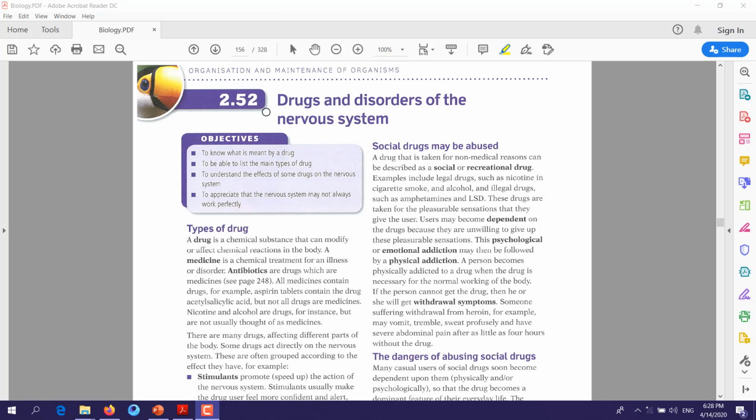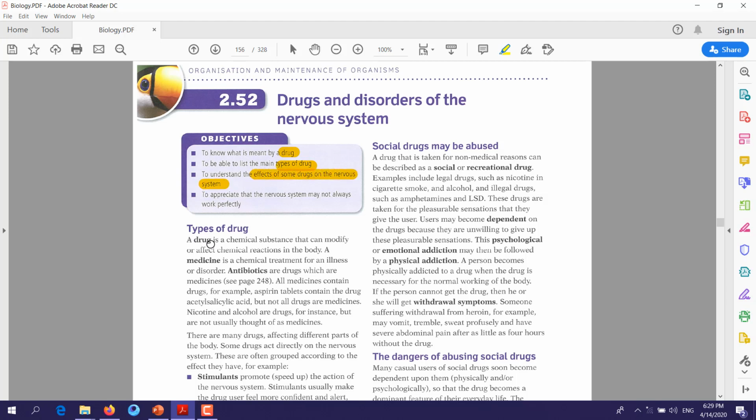Hello everyone. Our lesson for today is about drugs and disorders of the nervous system. The objectives for this lesson are to know what is meant by drug. So by the end of this lesson, you should be able to give a definition for a drug, list the main types of drugs, and understand the effects of some drugs on the nervous system.